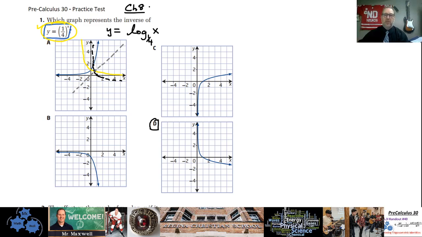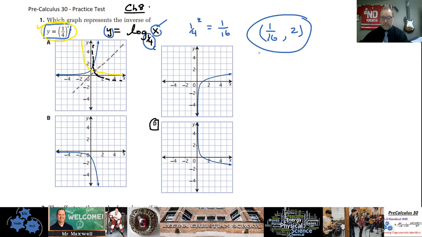Okay. But you could look at the log as well. So if you look at the log equation, I'm going to try and find out what x and y are, 1 point on this log graph. I would say 1/4 to the power of something equals this. So let's go 1/4 to the power of 2. Okay, equals what? Well, 1/4 to the power of 2 gives us 1/16. Okay. So that means that x is 1/16, and y is 2. Okay, so we're looking for this point on the graph.